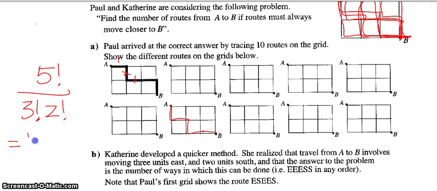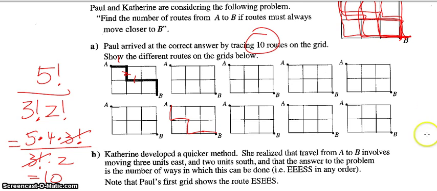So if you try that, 5 factorial means 5 times 4, 3 factorial. Why do I stop there? Because I have another 3 factorial down there, so they cancel out. 2 factorial is just a 2. 5 times 4 is 20, divided by 2. The answer is 10. Yes, it works for this one, and it will work for more complicated examples too.